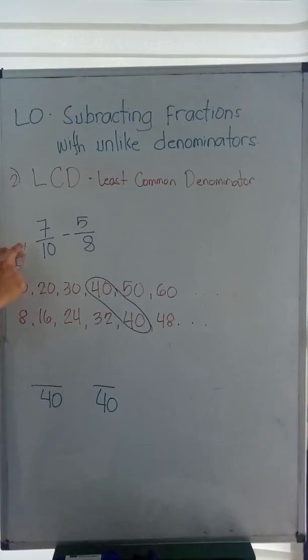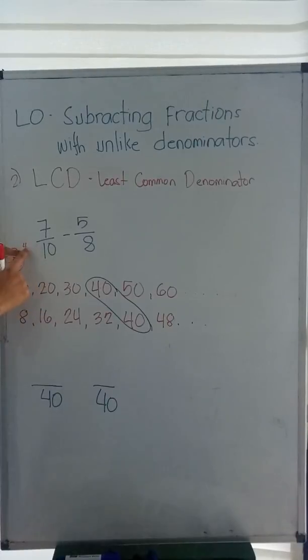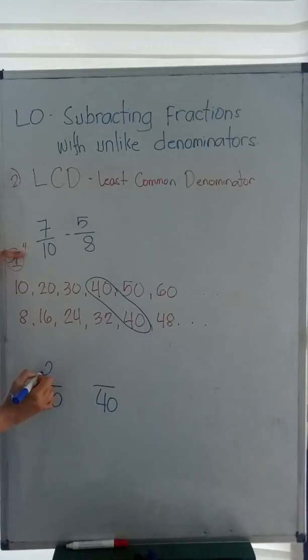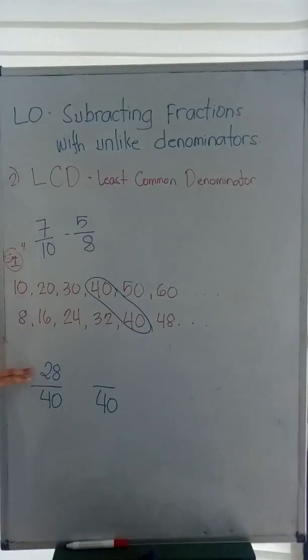So since we multiplied our denominator with 4, we also have to multiply our numerator with 4. Only this fraction, okay? Only the first fraction. Let's focus on the first fraction first. So we are also going to multiply our numerator with 4. 7 times 4. Use your times table. 7 times 4 equals 28. So you write it here.